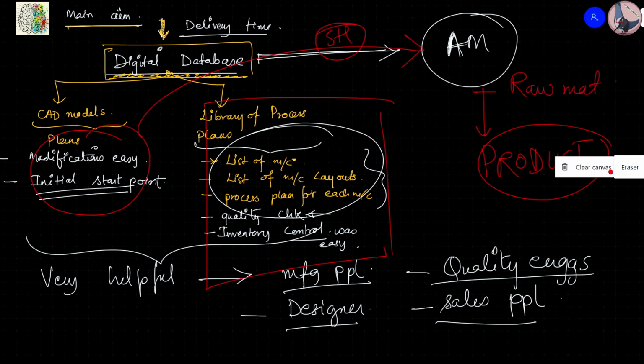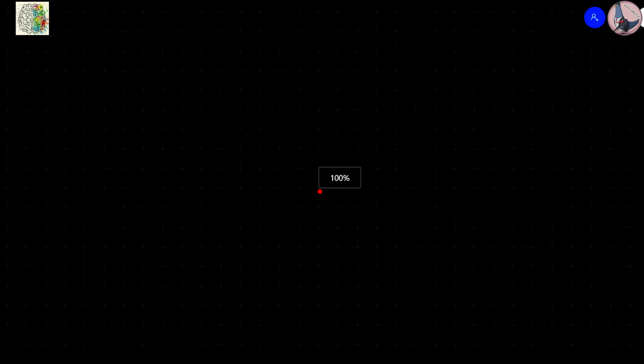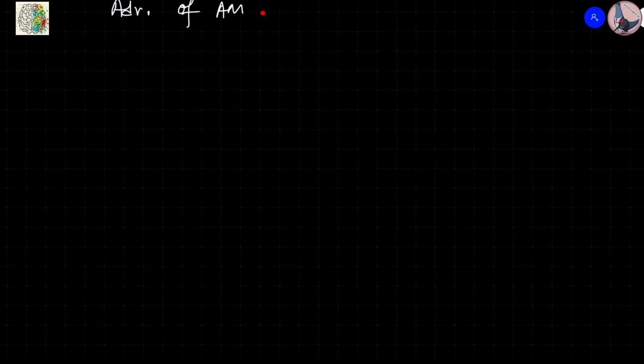Now, let's talk about the advantages we get by using additive manufacturing. So first, the advantages. Till now, what I have told you, I have just discussed the disadvantages of subtractive manufacturing, and how engineers and scientists tried to eliminate some of the steps. After making the digital database, they realized that there are a few steps which they can skip, and then they can make a manufacturing method which will be very fast. So now let us talk about the advantages of additive manufacturing.